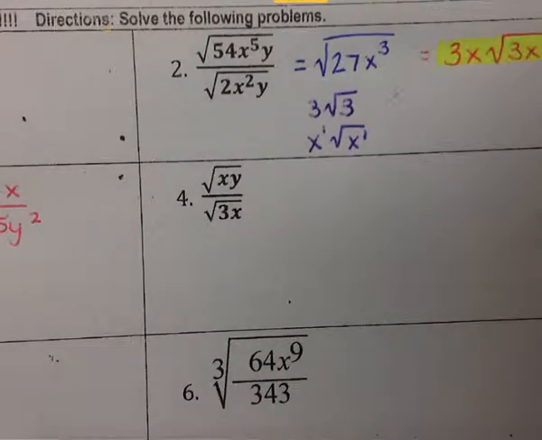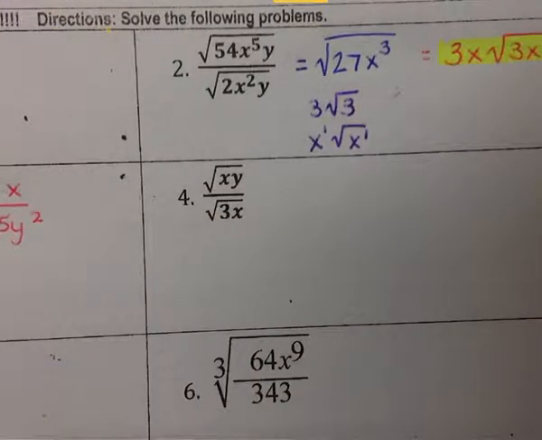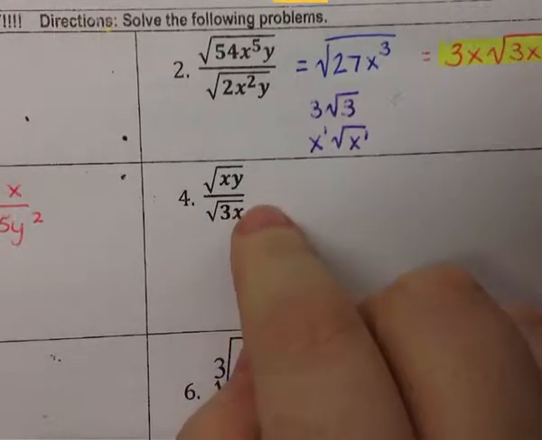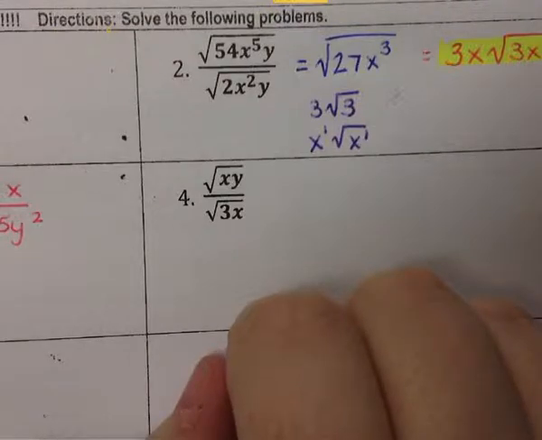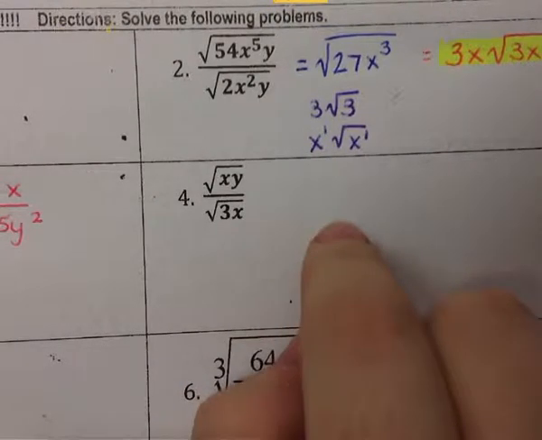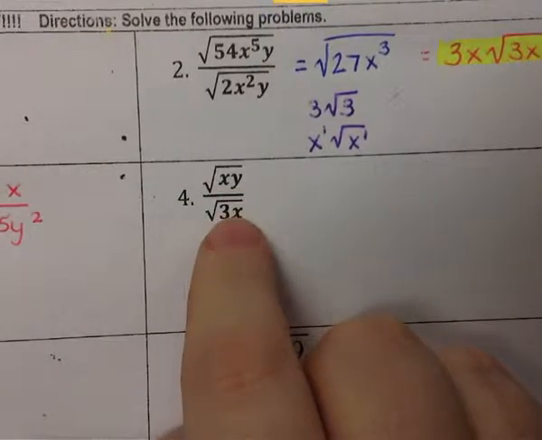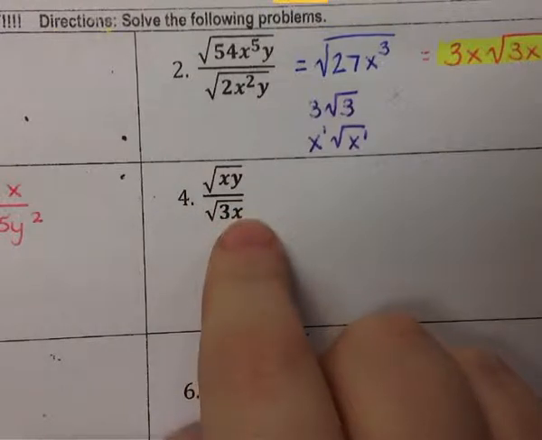On number 4, we have the square root of xy and the square root of 3x. Therefore, we can simplify because we have the same square roots. We're dividing so they don't have to have the same radicands. So we look to see if there's anything we can simplify before we have to do anything that will take longer. We have an x in the numerator and we have an x in the denominator. Well, x divided by x will go away.